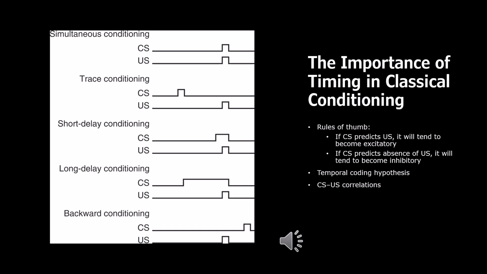Timing, like I said, is so important in classical conditioning. The rule of thumb is that the conditioned stimulus predicts the unconditioned stimulus. The excitatory conditioned stimulus predicts presence, and the inhibitory one predicts absence. The temporal coding hypothesis means that learners encode when the unconditioned stimulus occurs relative to the conditioned stimulus. And then we see that correlation or contingency matters more than just the near contiguity of it. And we see an optimal ISI that depends on the response system that we're presenting to our subjects.